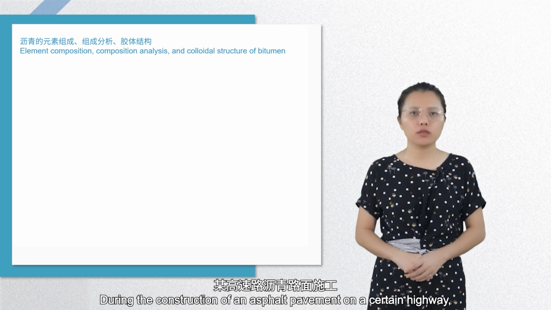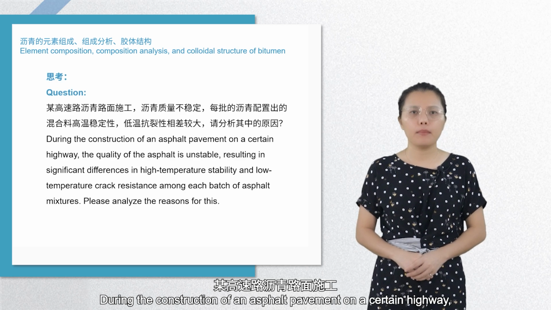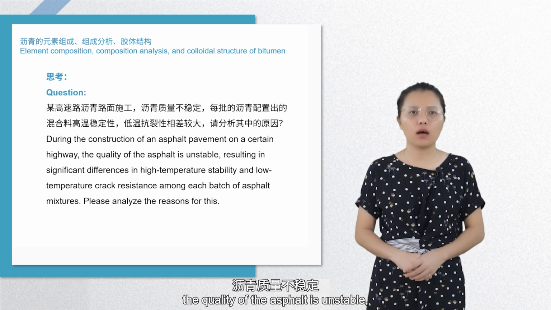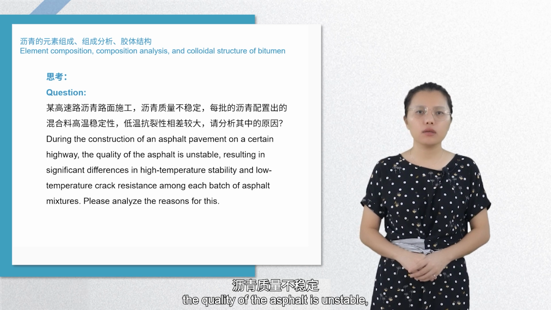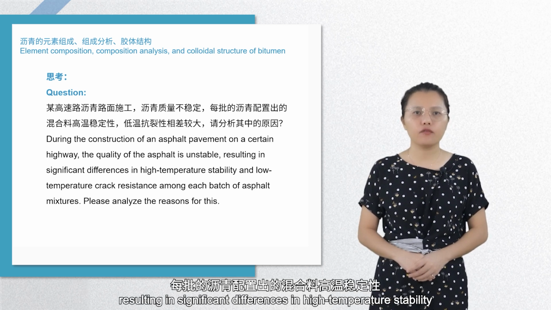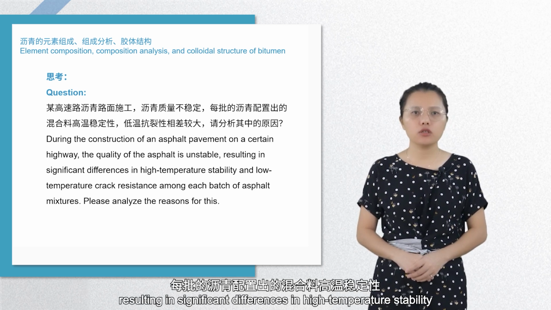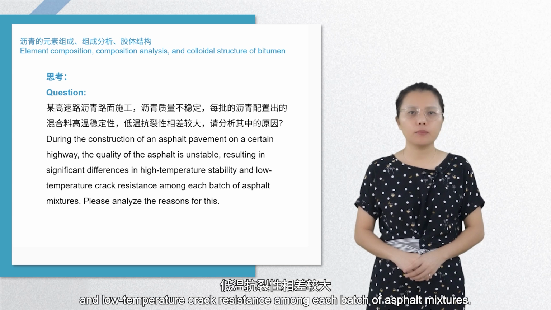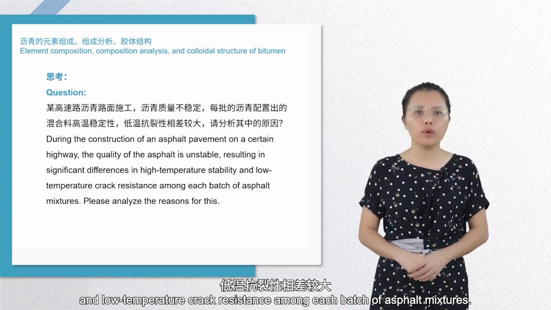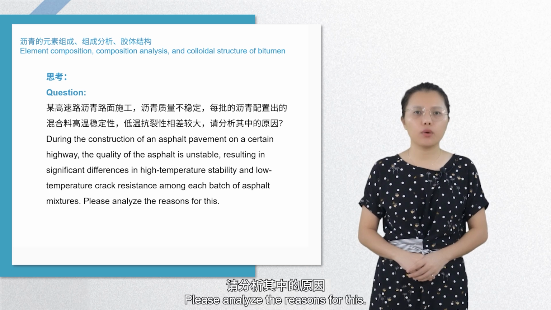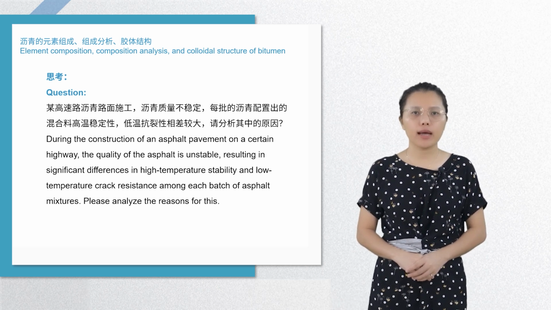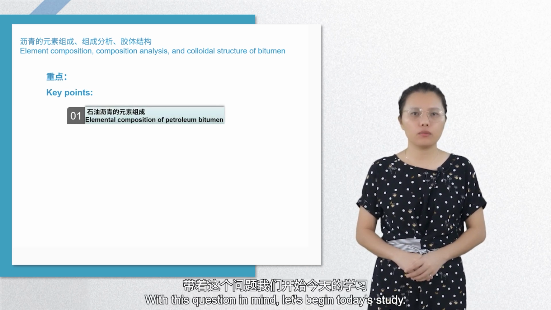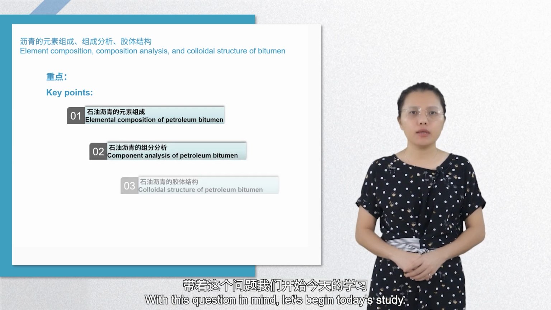During the construction of an asphalt pavement on a certain highway, the quality of the asphalt is unstable, resulting in significant differences in high temperature stability and low temperature crack resistance among each batch of asphalt mixtures. Please analyze the reasons for this. With this question in mind, let's begin today's study.